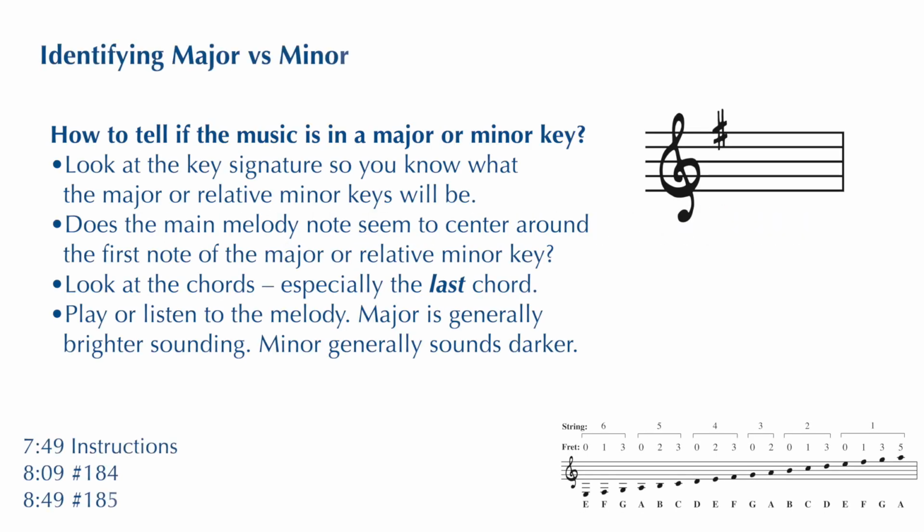Moving on to page 83, now that you are aware of relative major and minor keys that share the same key signature, how can you figure out whether a song is in a major or minor key? The first thing you want to do is look at the key signature. If there is 1 sharp in the key signature, you know it's either going to be in G major or E minor, which is the relative minor of G.